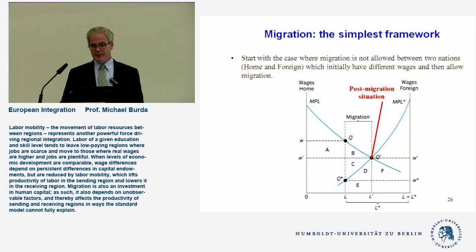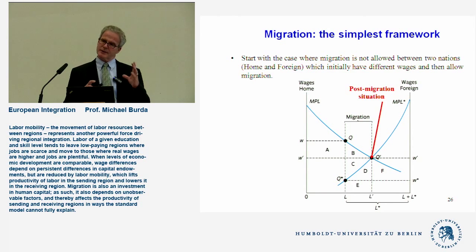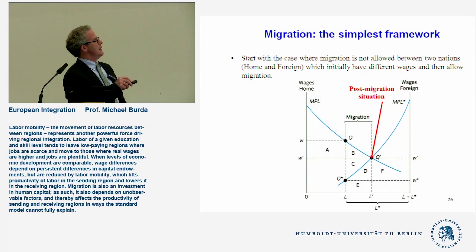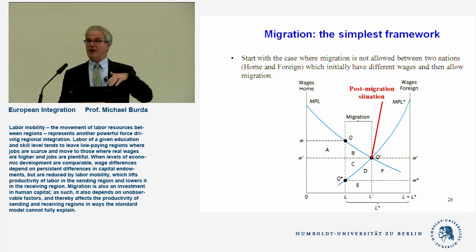So first, the post-migration situation is clear. We're going to go from Q to Q prime. If we assume that firms are always on their labor demand curves, on their marginal product of labor schedules, then the convergence will be such that wages will fall monotonically in the capital-rich region, or the high-wage region, i.e. Finland, and they will rise in the low-wage region.